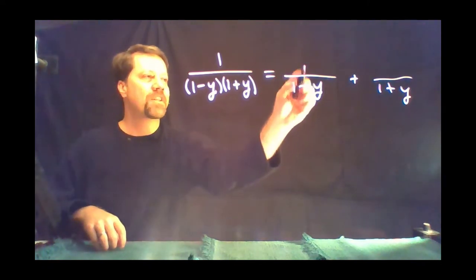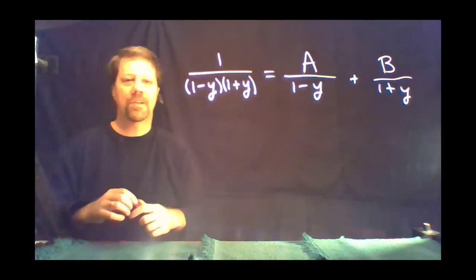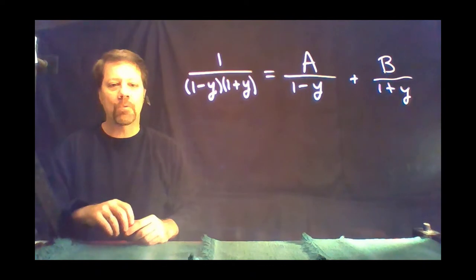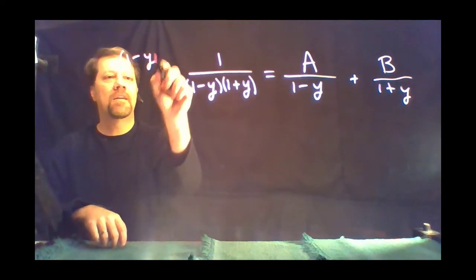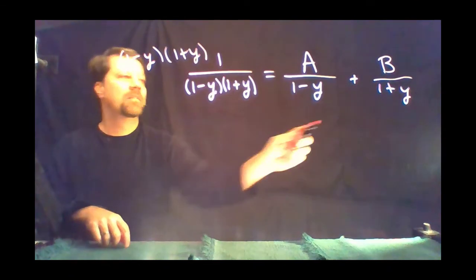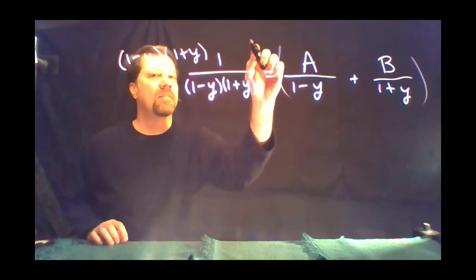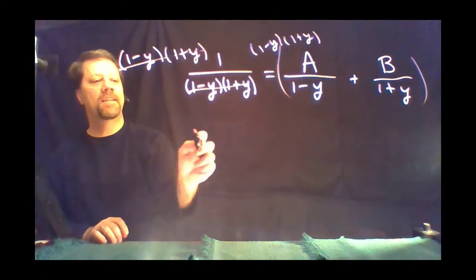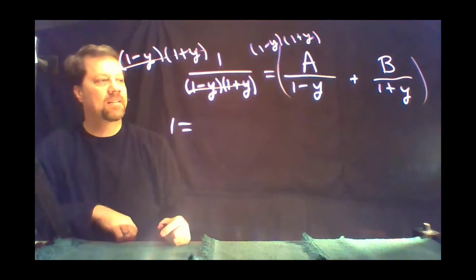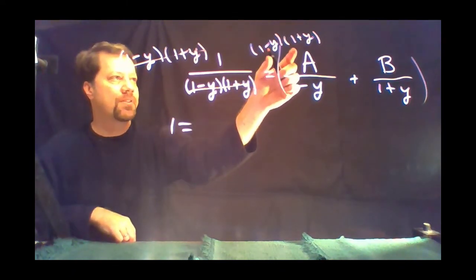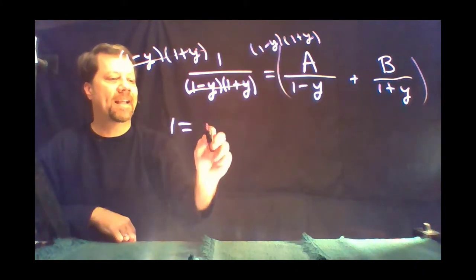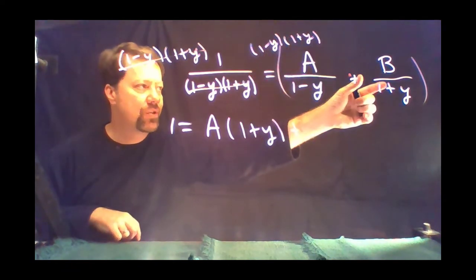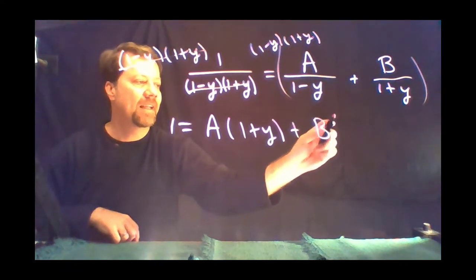In the old-fashioned method, we'll assume that the numerators are some constants a and b that we have to figure out. Now, to proceed from here, we multiply both sides by the denominator on the left-hand side, the whole thing, 1 minus y, 1 plus y here. On the left-hand side, everything cancels and we get 1. On the right-hand side, on the first term, the 1 minus y cancels. I get a times 1 plus y. And on the second term, when we distribute, the 1 plus y cancels. I get b times 1 minus y.